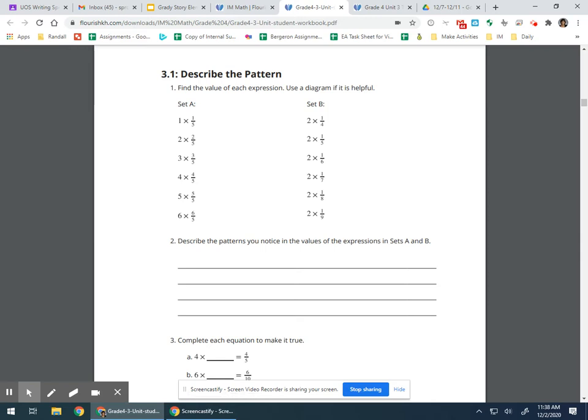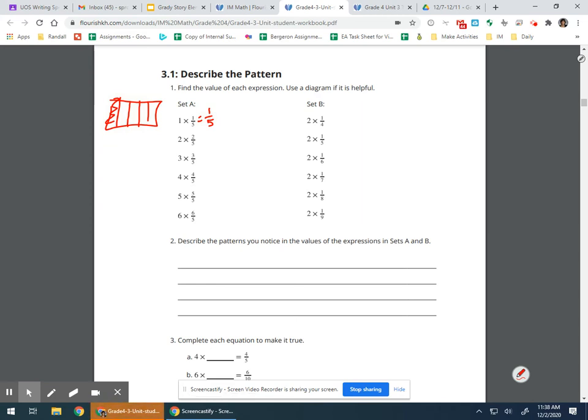So, for example, we're going to start with 1 times 1/5. Well, 1/5 would be one piece of a pie or one piece of a cake. So this is 1/5. So 1 times 1/5 is going to stay 1/5. Why? Because it's only one group of 1/5, just like I have here.